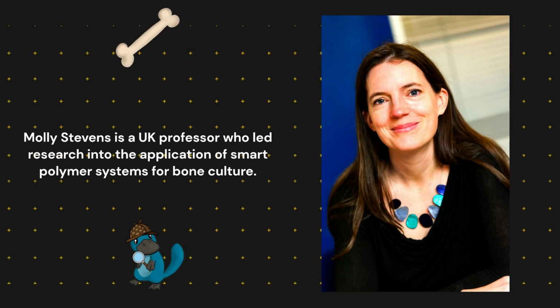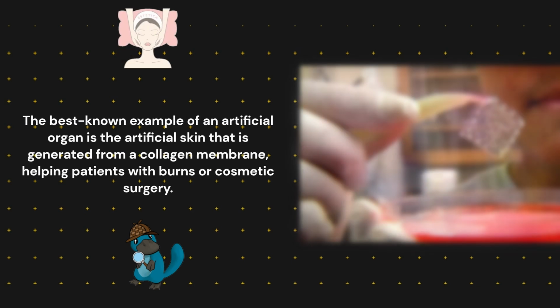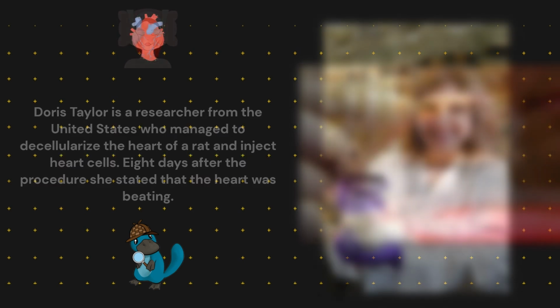Clinical and laboratory examples. Molly Stevens is a UK professor who led research into the application of smart polymer systems for bone culture. This innovative method was able to create large amounts of mature human bone and other organs that are more difficult to replicate, such as the liver and pancreas. The best-known example of an artificial organ is the artificial skin that is generated from a collagen membrane, helping patients with burns or cosmetic surgery.